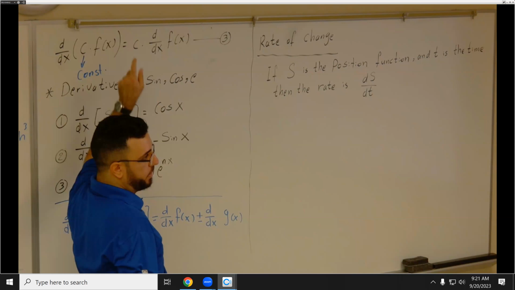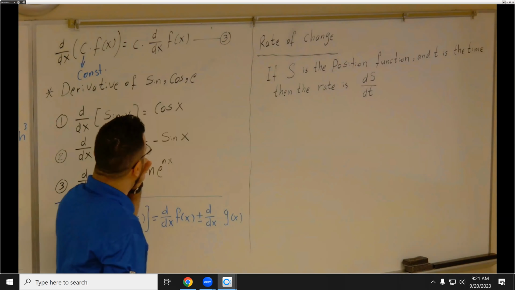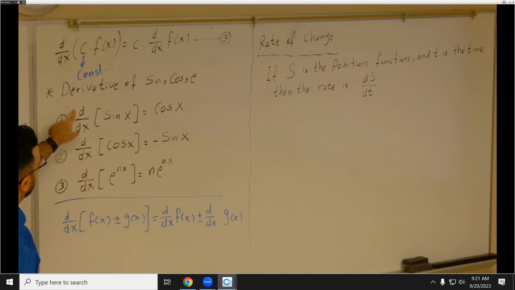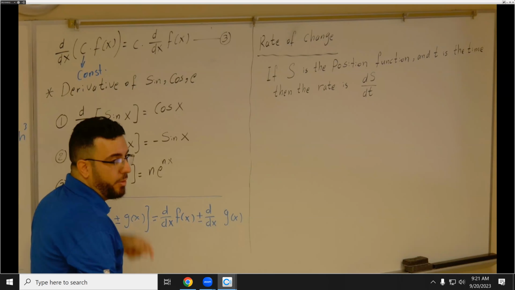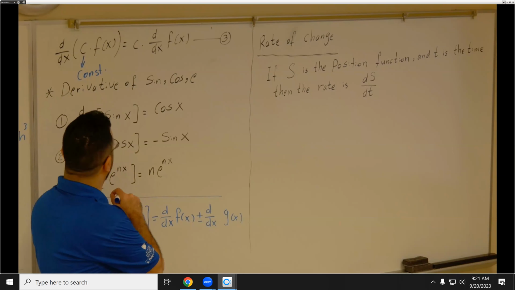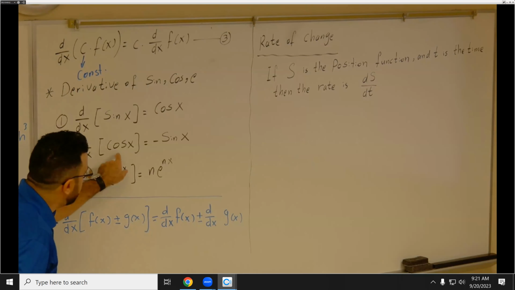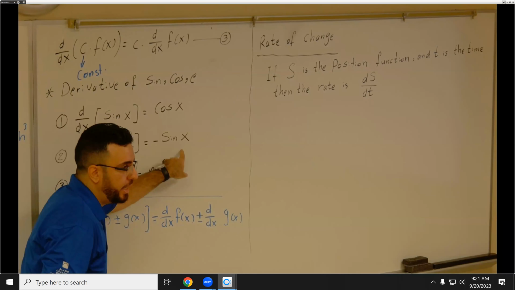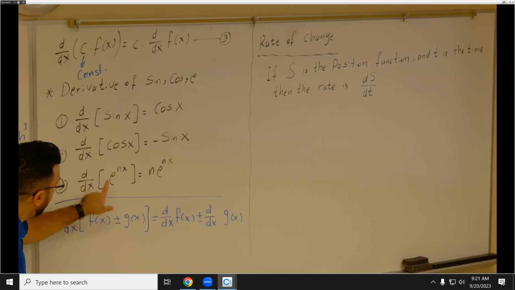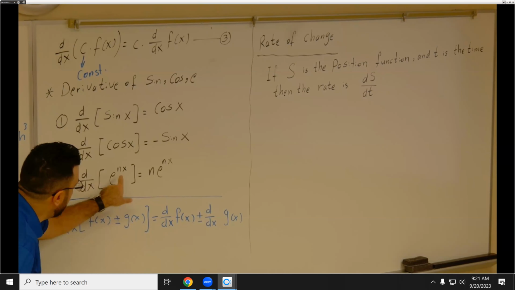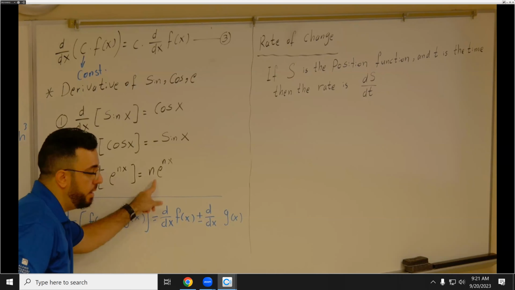The derivative of sine, cosine, and the exponential function. Derivative of the sine: what's the meaning of the derivative? Slope. The slope, okay? The derivative of cosine is going to be negative sine. The derivative of the exponential function with nx is going to be n times the same function.